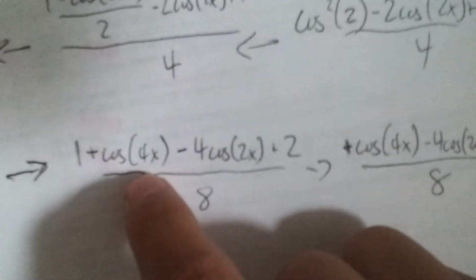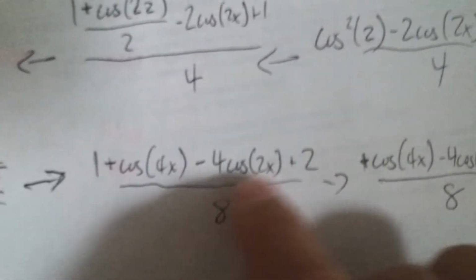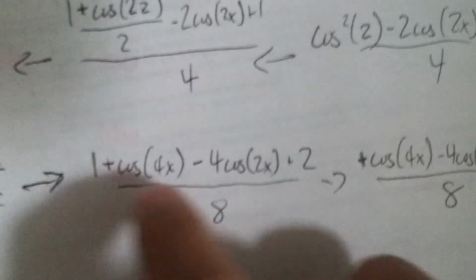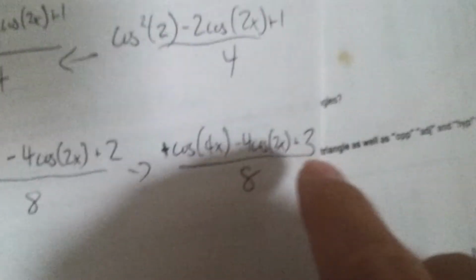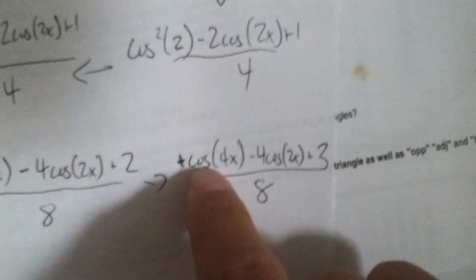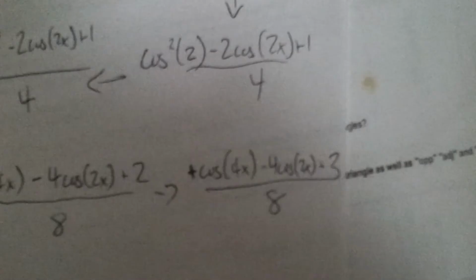So it becomes 1 plus cosine 4x minus 4 times cosine 2x plus 2 over 8. And then now we're going to simplify it, so 2 plus 1 would be 3 right here, and then it's going to be cosine 4x minus 4 cosine 2x plus 3 over 8, and that's our answer.